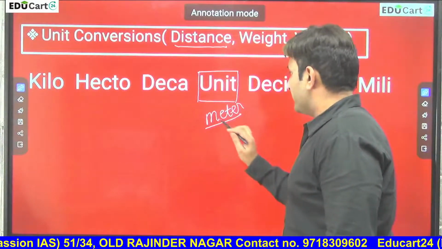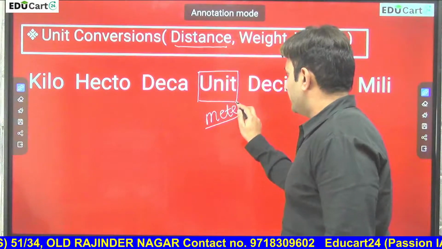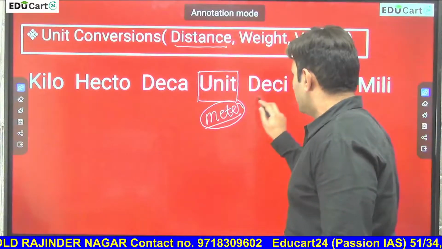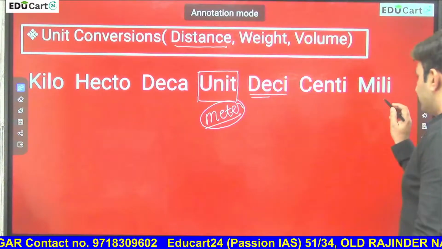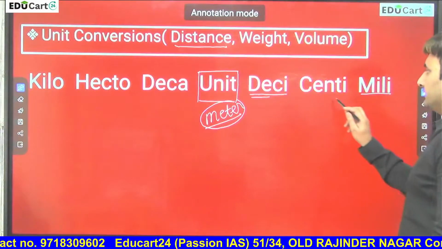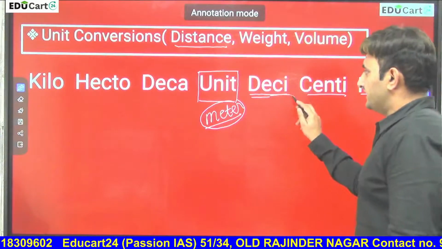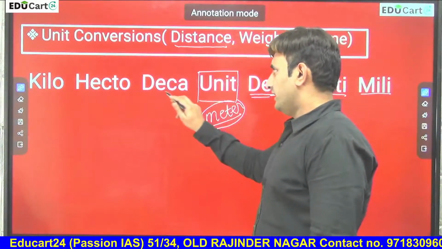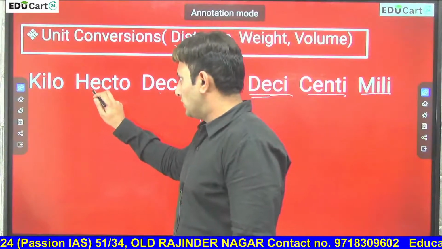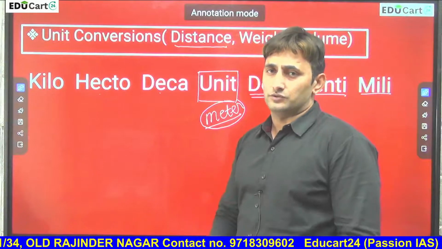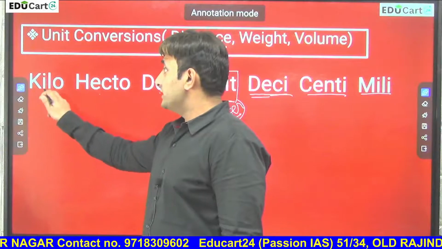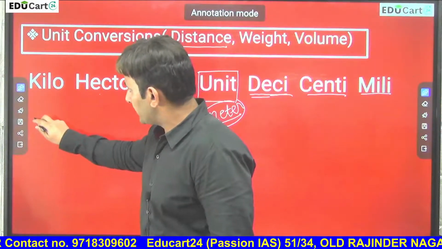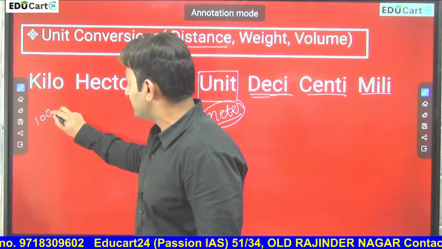Suppose I am measuring the distances. Here this distance is a meter. So first of all write these terms: milli, centi, deci, unit, deca, hecto and kilo. Kilo means a combination of 1000. So if it is meter, then this is 1 kilometer. Can I say, my dear, 1 kilometer means 1000 meter?